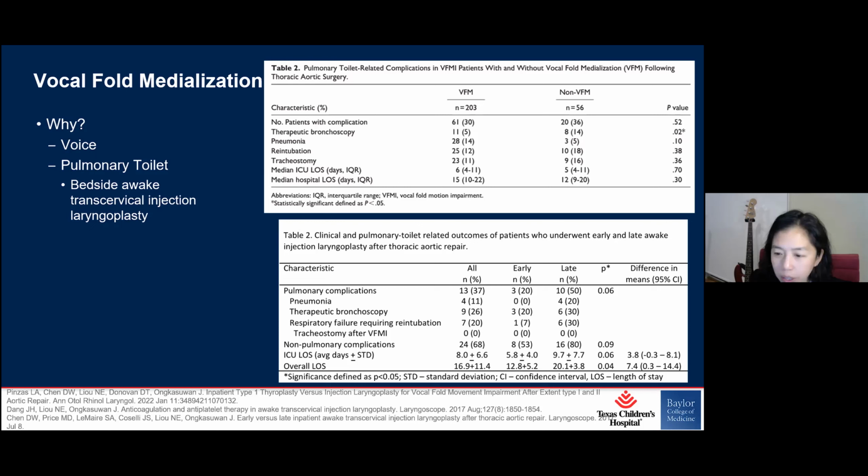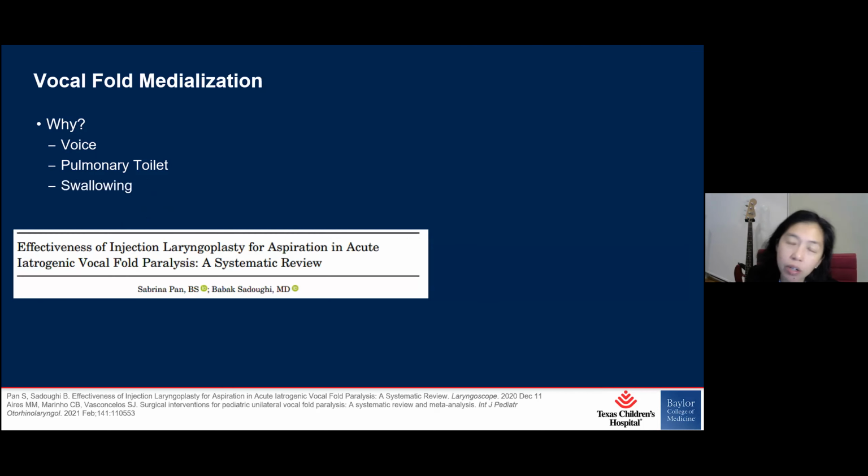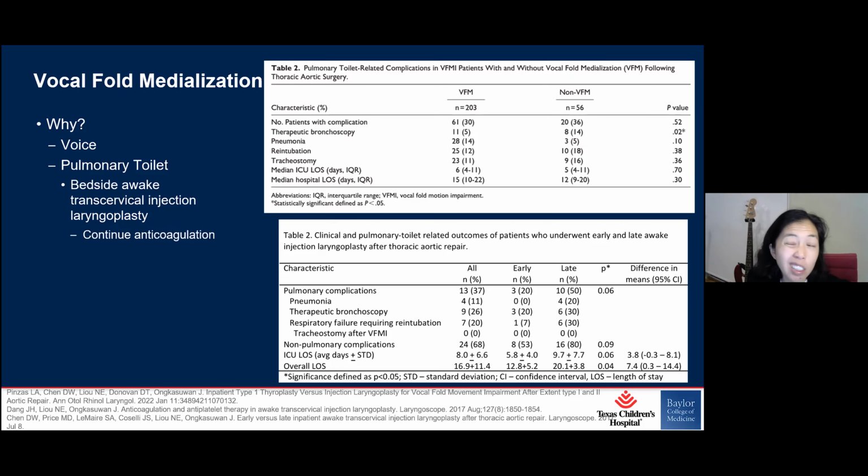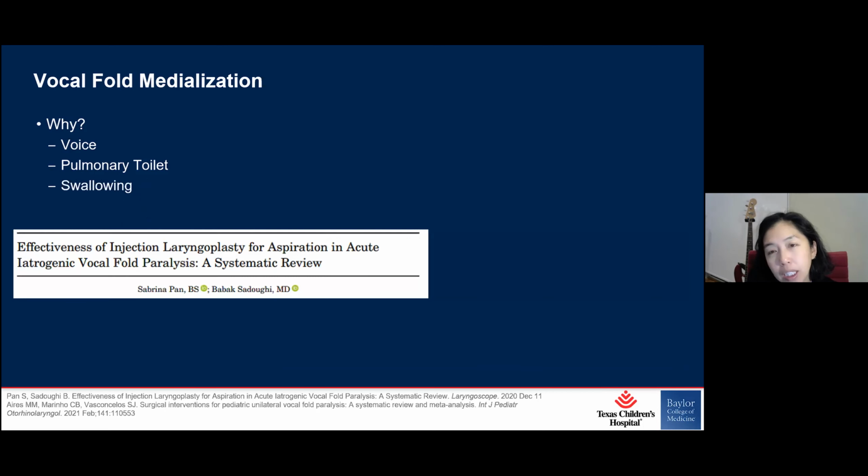But we've looked at this in various ways, and also that the earlier we do the vocal fold medialization, the more we can help decrease the inpatient acute pulmonary complications. The question always is, should we approach this in our pediatric kids? Because in this adult patient population, I actually just do these at the bedside awake. We just roll up to the bedside in the ICU, put a scope in their nose and a needle through their neck. But in the pediatric population, it requires another trip to the OR.